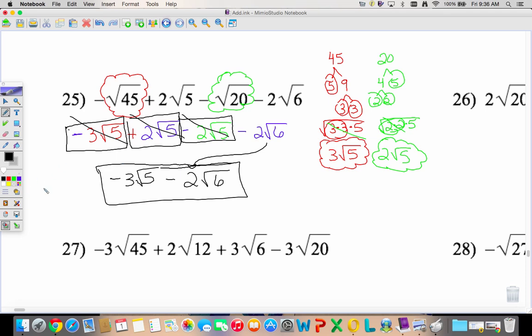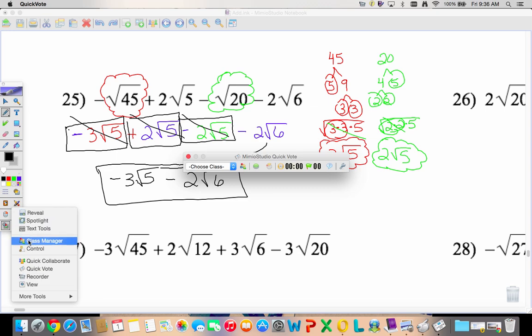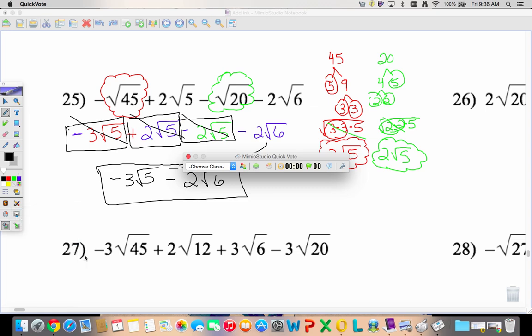So there are a couple more problems left for you to do on this page. Alright, and then when you're done with that, you're going to go ahead and turn that into the sub. The next day you're going to be reviewing, and then you have a test on block day. So make sure that you ask questions, go see a teacher, any of the other algebra teachers.